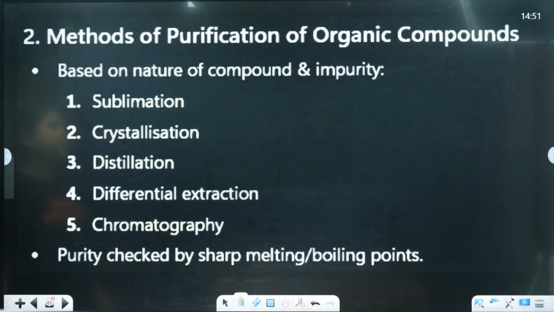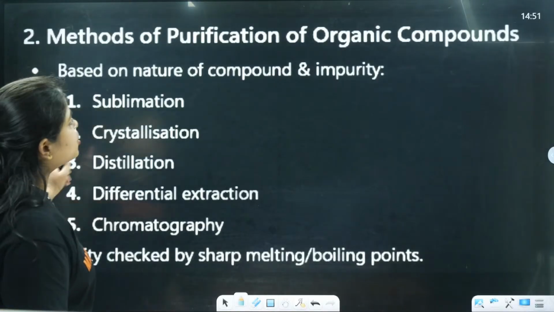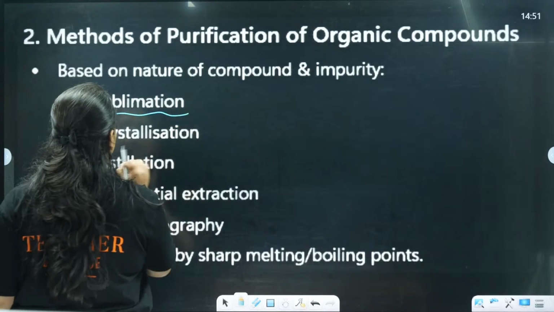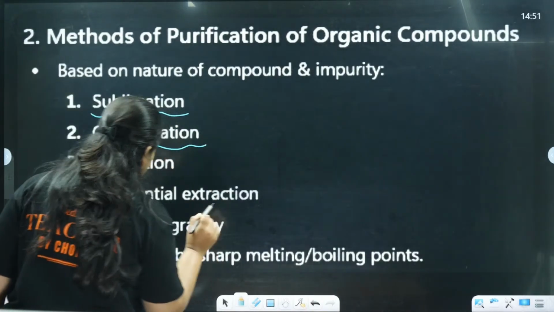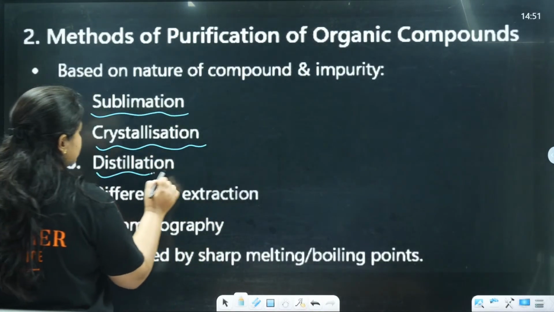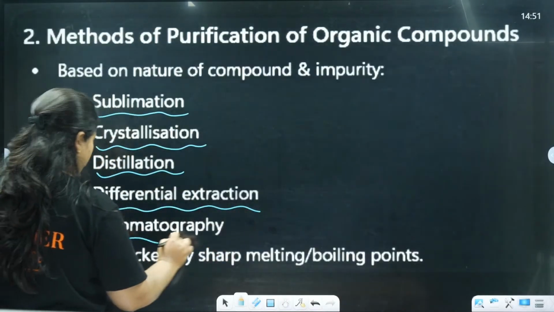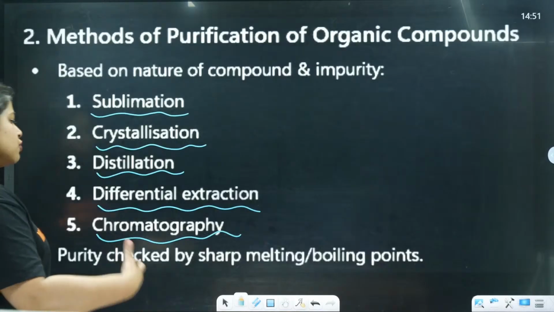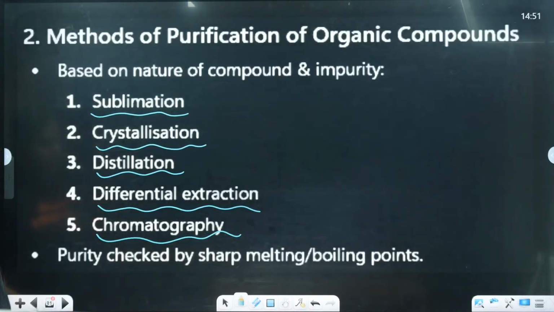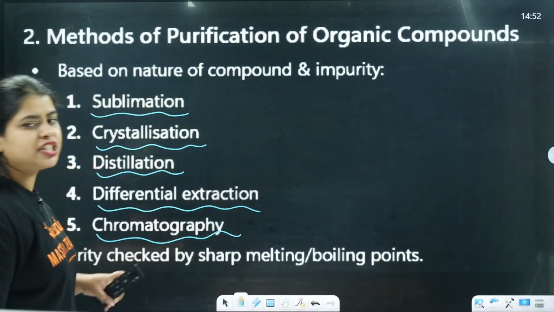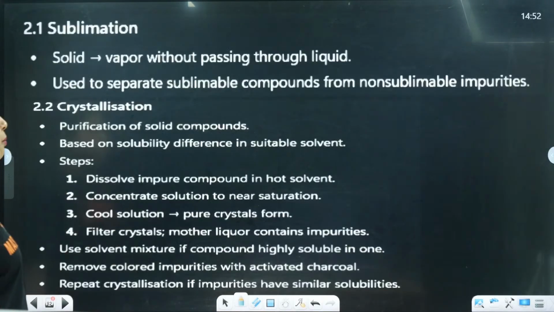Now, the methods of purification of organic compounds are going to be all these things. First is based on the nature of the compound and the impurity. First will be sublimation. You have learnt it already, but we are going to practice it again. Next comes crystallization, distillation, differential extraction, and chromatography. In chromatography also we have different types. Now, purity is checked by the sharp melting and boiling point. All these things will be checked by the melting and boiling point.